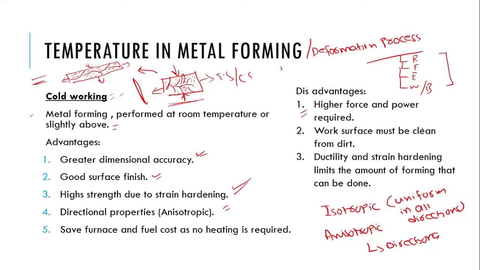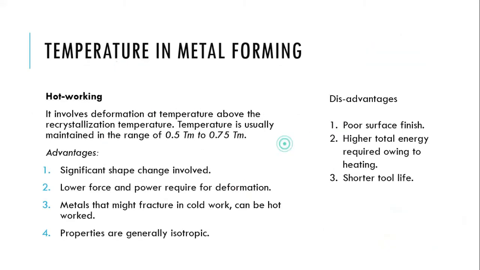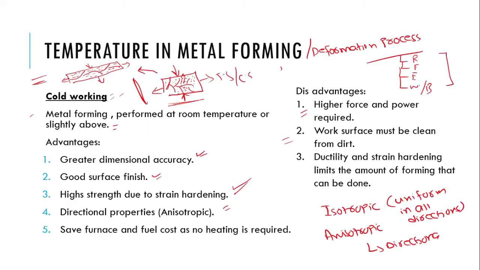The work surface must be clean of dirt. There's a chance that dirt might stick to the surface, so it is a requirement that work surfaces must be clean before cold working operations. And then the last one, strain hardening limits the deformation that can be done. As I said before, in cold working operations, deformation is not our primary concern. Rather, our primary concern is increasing the strength of the material. Although deformation is also taken into account, it is not our primary objective. Our primary objective is the increase in strength. So the strain hardening, or increase in strength, limits the deformation that can be done.